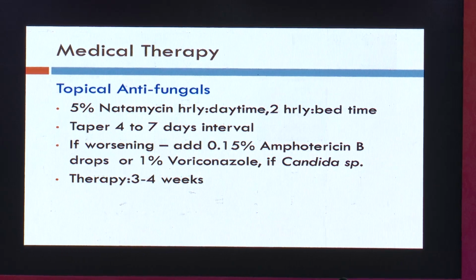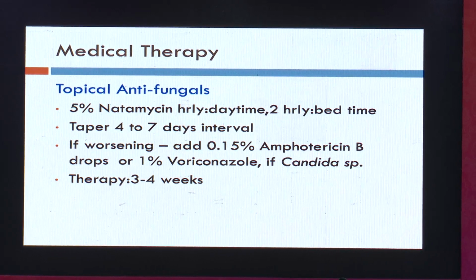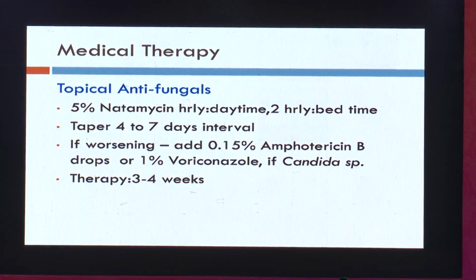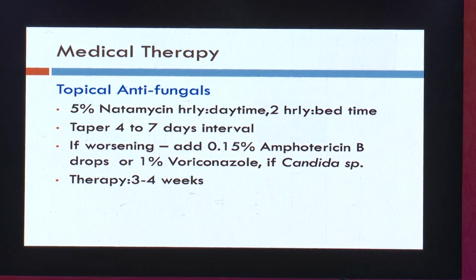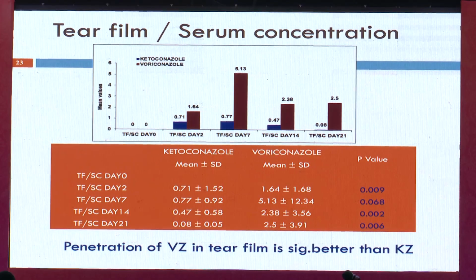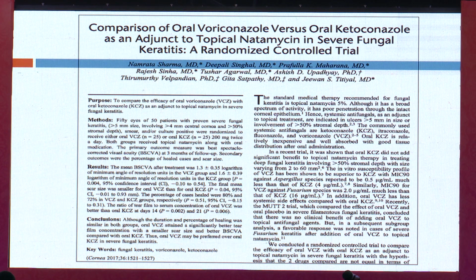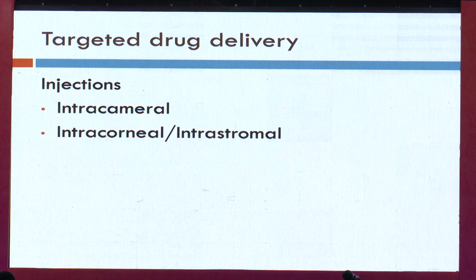5% natamycin is the mainstay of treatment for fungal keratitis. It is given during the daytime and two-hourly at bedtime, and we generally taper at 4 to 7 days interval. If there's worsening, one can add voriconazole. Therapy in case of fungal keratitis generally lasts for 3 to 4 weeks. To say whether your antifungal is working or not, titrations of voriconazole was statistically better than those of ketoconazole. And this was the paper that we published.